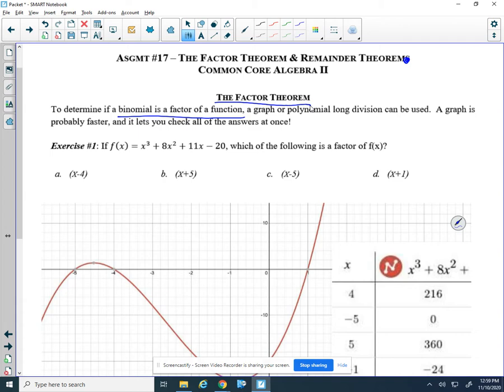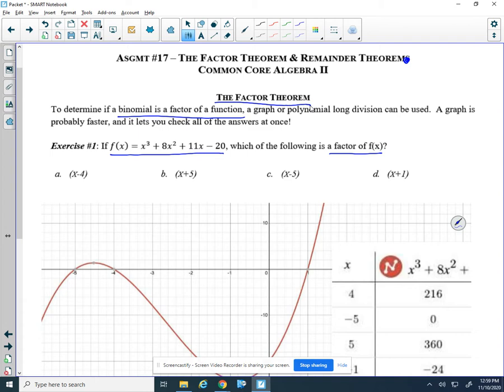In the last lesson, we already saw that we can use polynomial long division, and if there's no remainder, then that means that the thing we're dividing by is a factor of the function. So here's a little faster way to do this. We have a problem. Here's f of x, and we want to know which of the following is a factor of f of x.